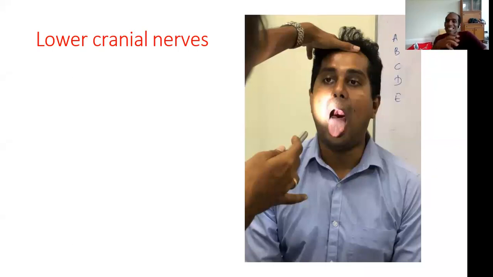Now of these, 9 and 10 supply the palatal region. So you know this, open the mouth, look at the position of the uvula and whether it deviates to any side, when the patient says ah.